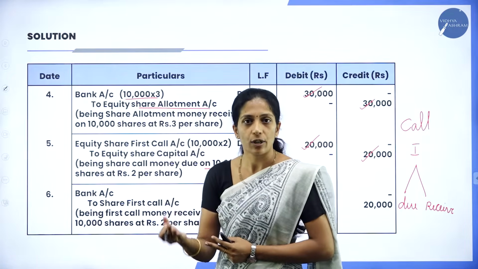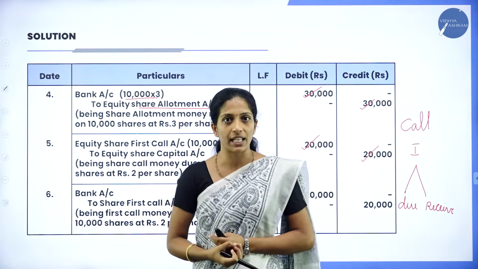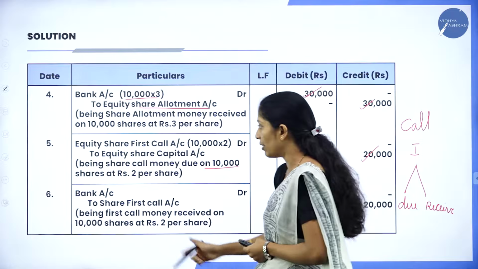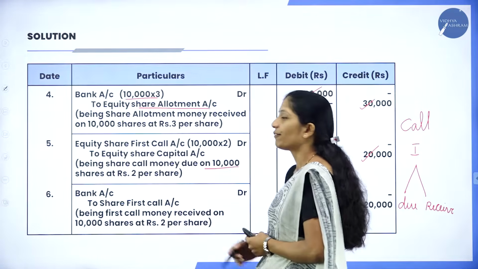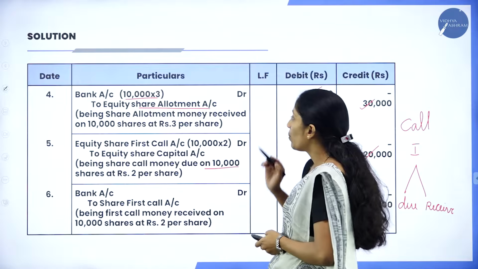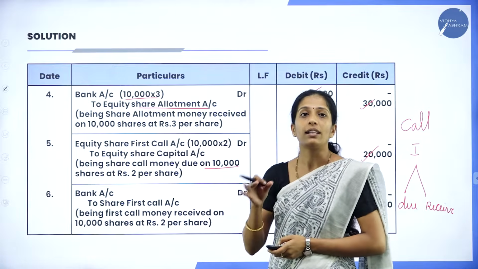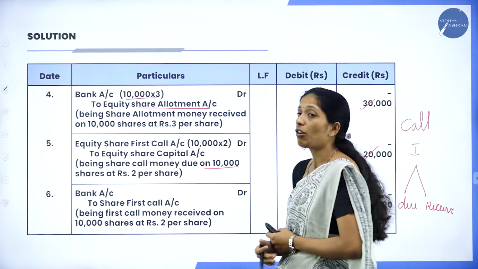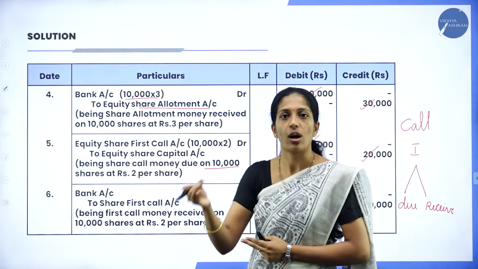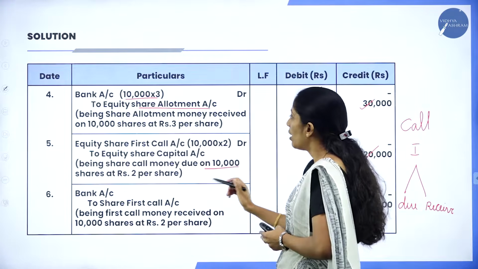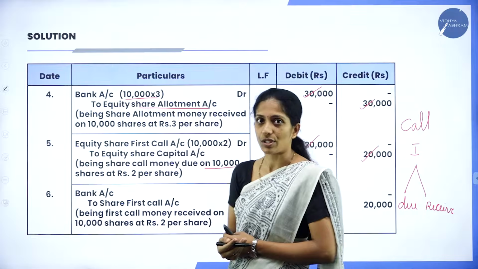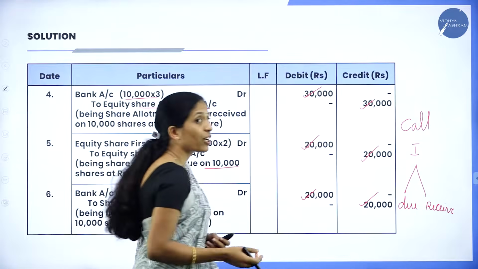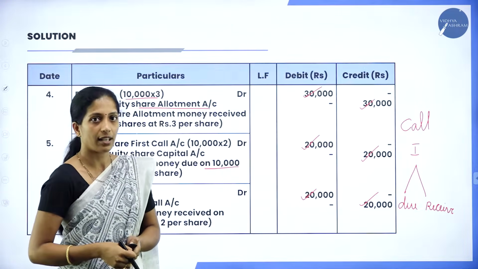Next, after recording the due entry, you will receive the first call money. So what is your entry? Bank account debit to equity share first call account. Here they have clearly told that all the money has been duly received. So none of the shares are unreceived, all the share amount has been received. So what is the due amount? That is 20,000 on first call. So the same amount has to be written here, because all the call money has been duly received.